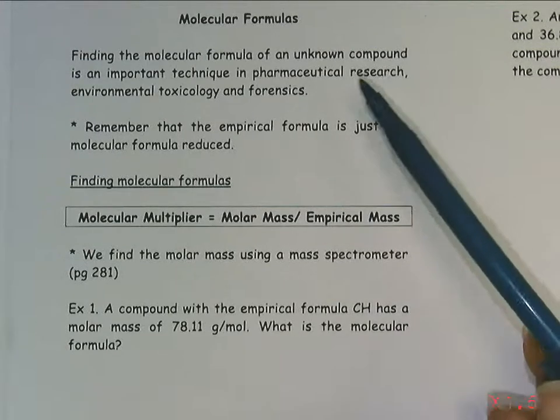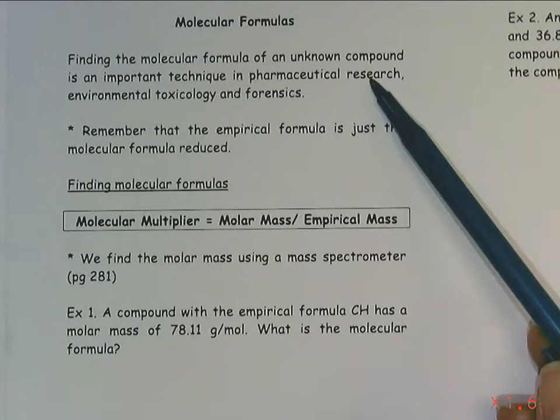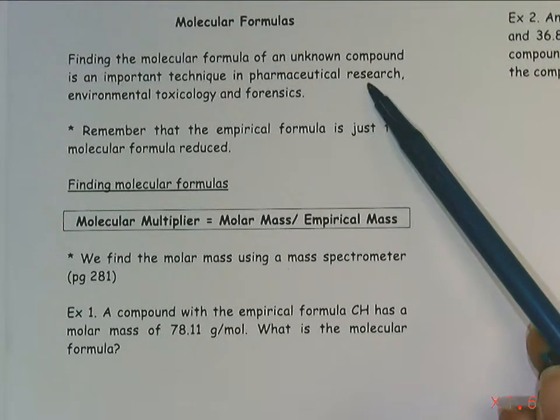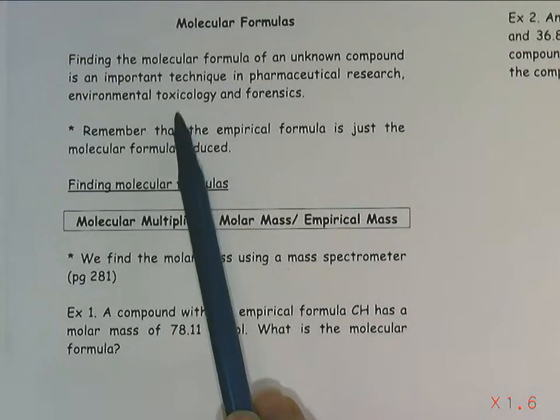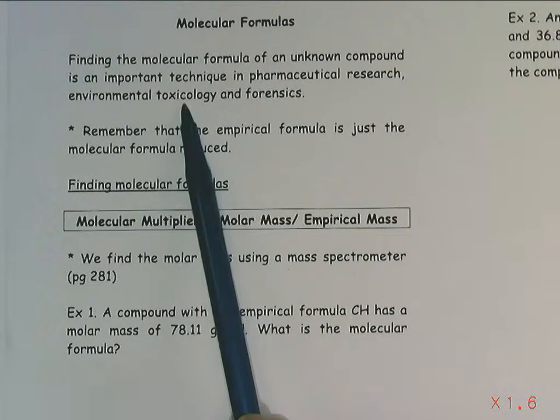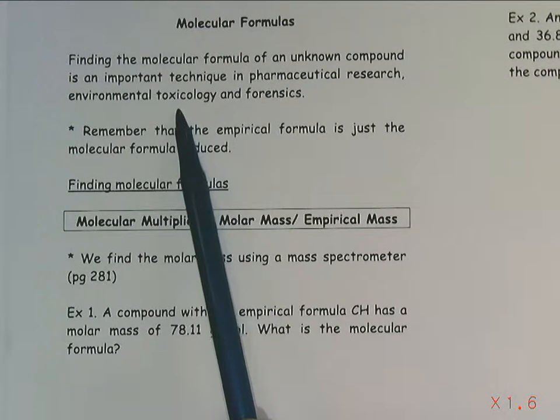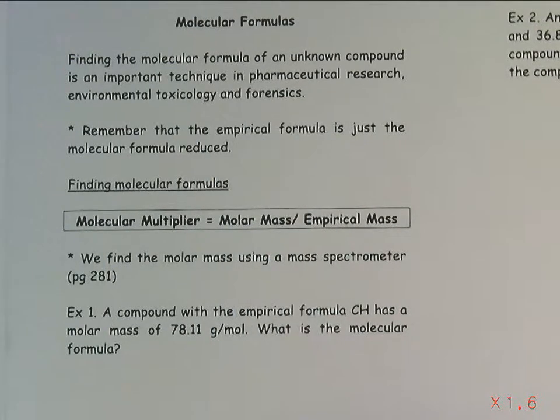It's important in pharmaceutical research because when we're making new drugs, we want to make sure that we have the right chemical formula for what we've just created. It's important for environmental toxicology, so looking for what kind of chemical compounds are found maybe in water or air samples. And in forensics, if we were to find an unknown substance, we would need to be able to figure out its chemical formula so that we could identify it.